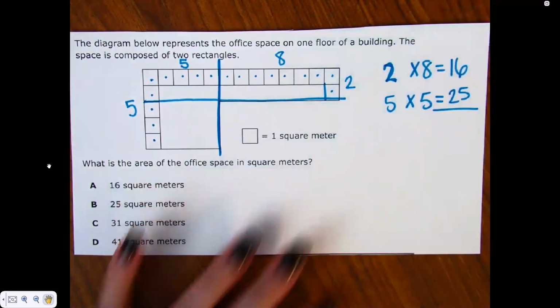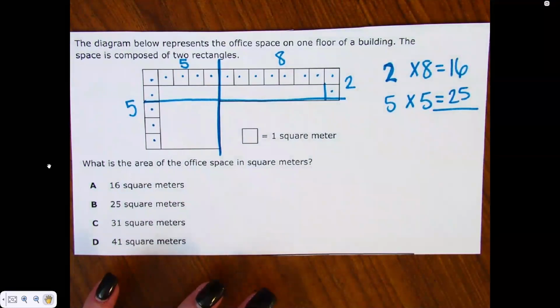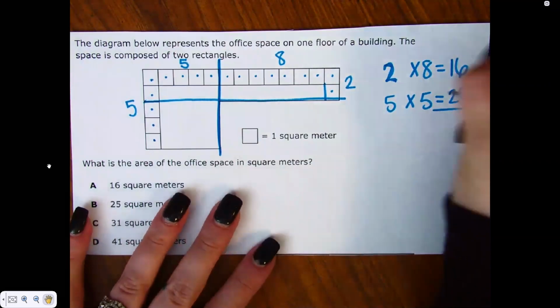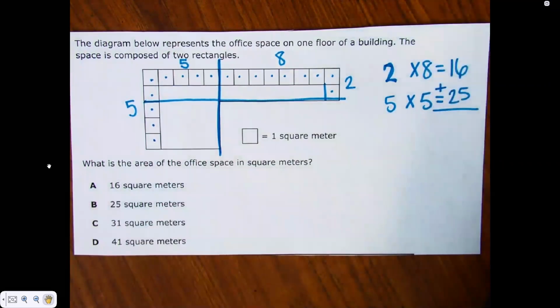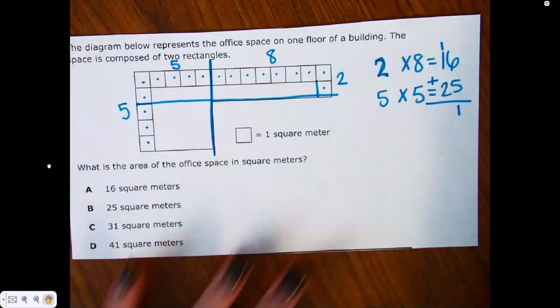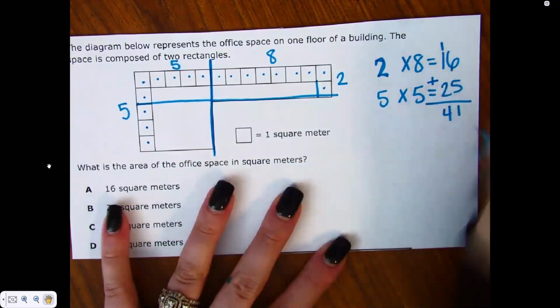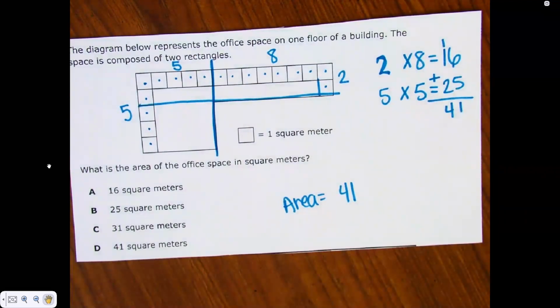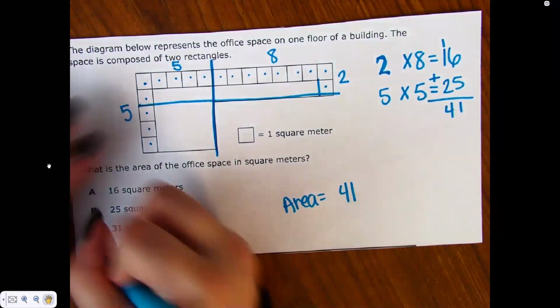Okay. Then what do I need to do? Yes, Dimitri, go to the bathroom. Then I have to do what, Katya? Add them up. Okay, so what's 16 plus 25? 41. It's my area, 41. So what's my answer choice? 41 square meters, D.